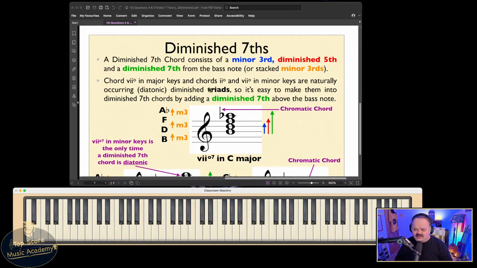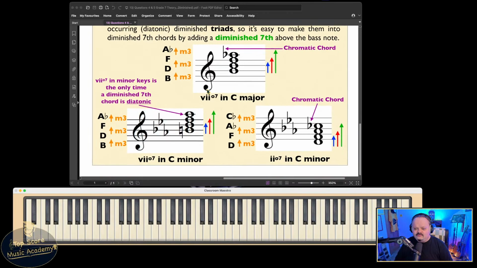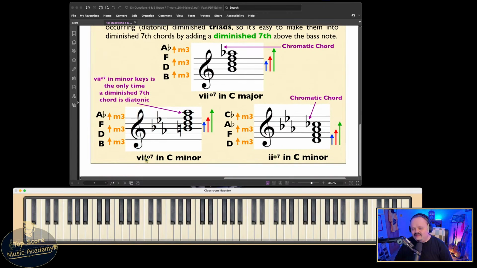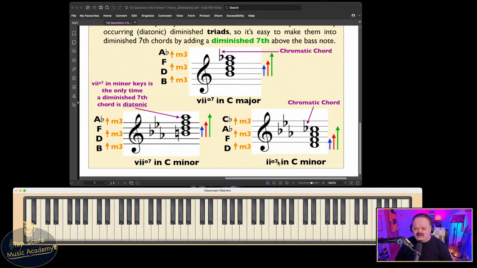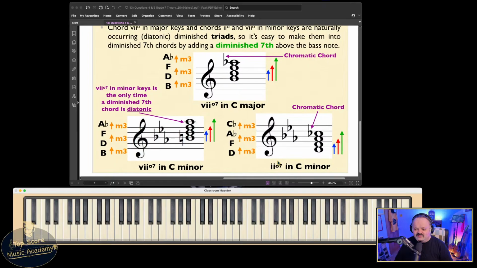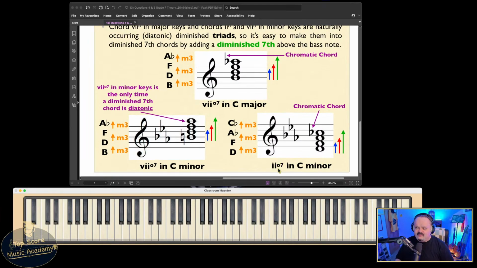In minor keys, it's chord 2 and chord 7, because you guys, if you've looked at my handouts before, will know that when we're dealing with harmony in a minor key, chord 2 is already a diminished triad. So let's look at that in the key of C minor.